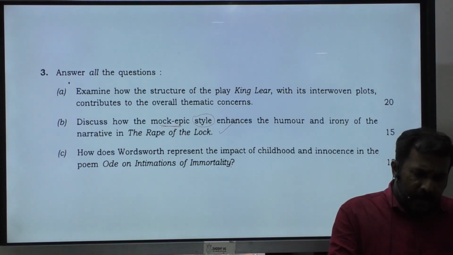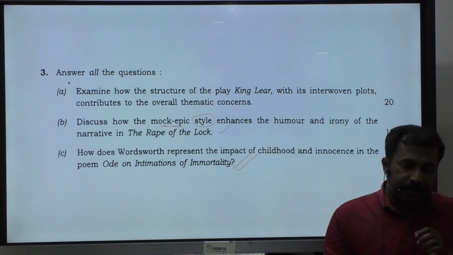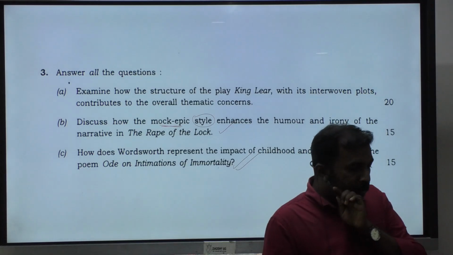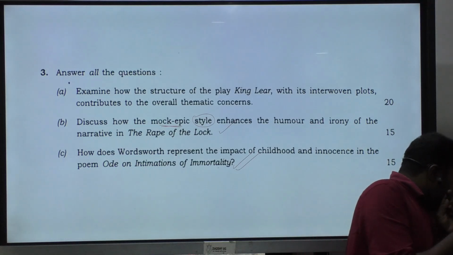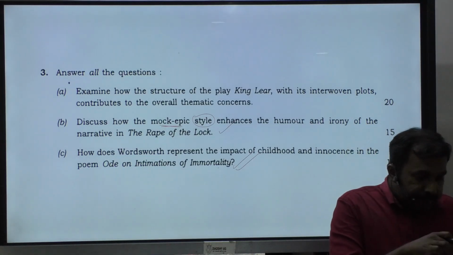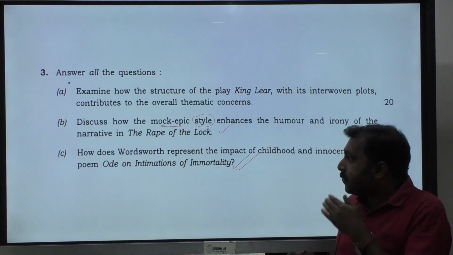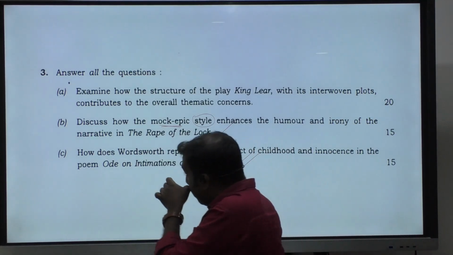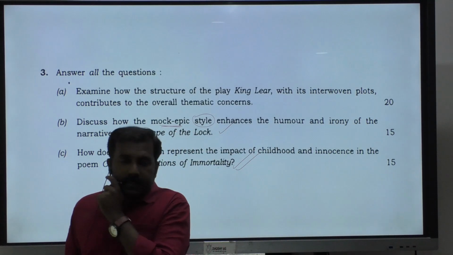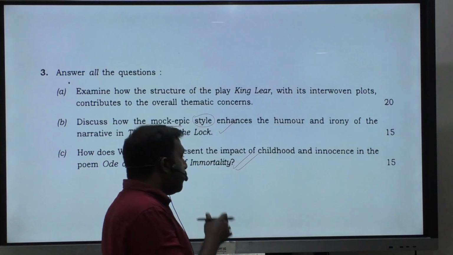The next question: how does Wordsworth represent the impact of childhood and innocence in the poem Ode: Intimations of Immortality? Here, this is from William Wordsworth, and UPSC asked an individual poem, that is Ode: Intimations of Immortality.